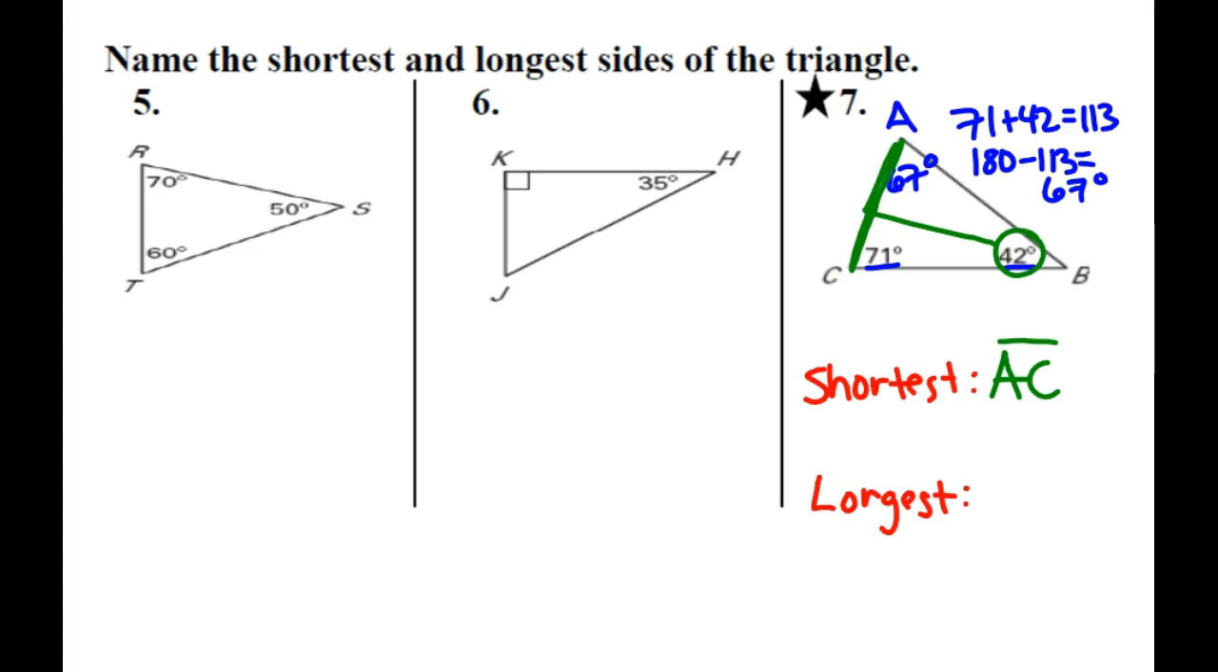Next, we're going to do our largest side, our longest side. Well, then we look for our largest angle, which is our 71. Go across from that. And across from that is going to be our longest side, which is either going to be AB or BA, whichever one would work.